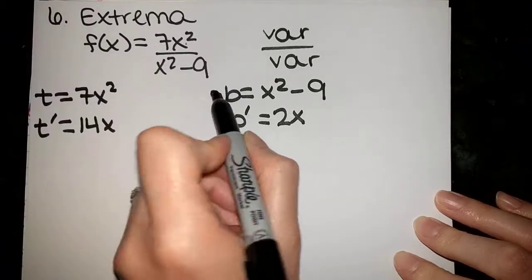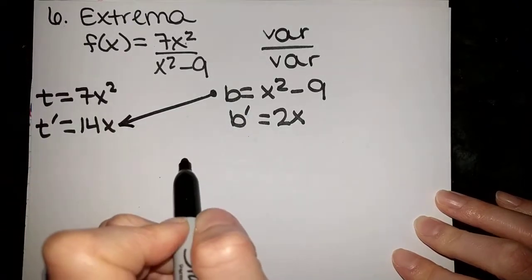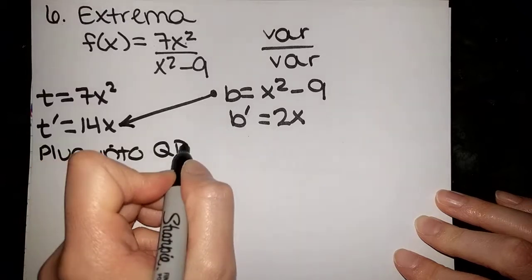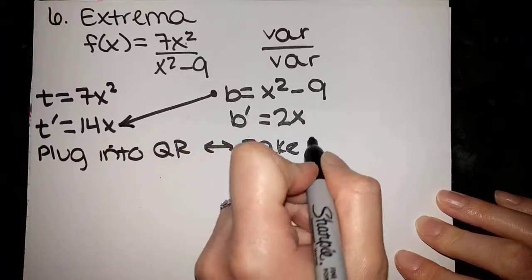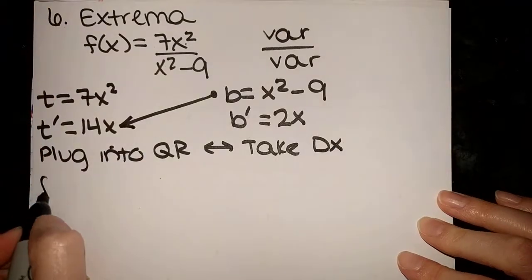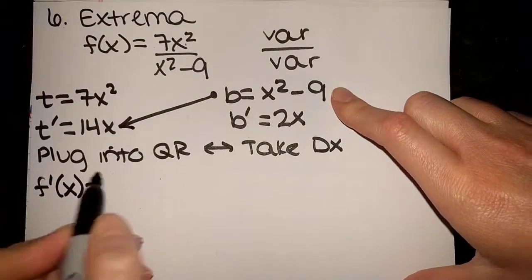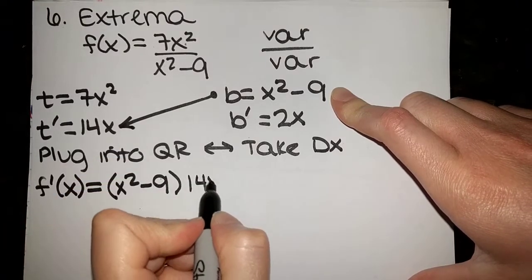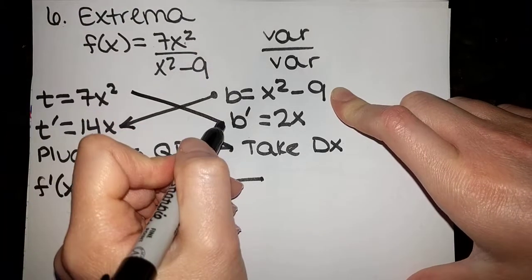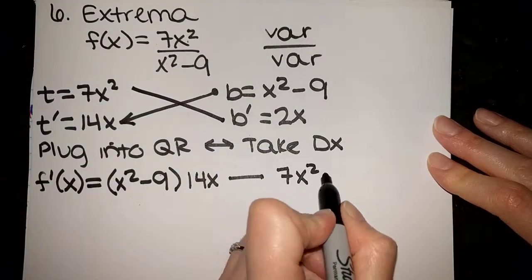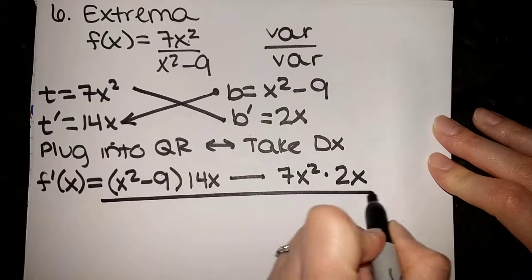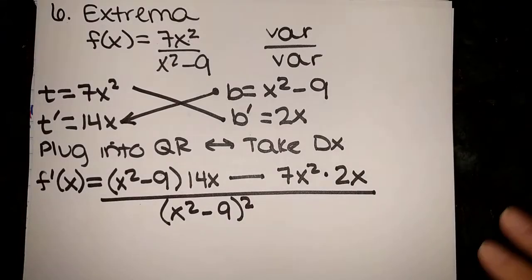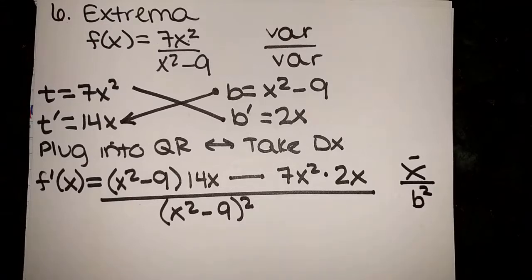And with the quotient rule, B is for beginning, we start with the bottom and multiply by the derivative of the top. So when we plug into the quotient rule, that is us taking the derivative. So it's no longer going to be f, it's now going to be f prime of x is equal to x squared minus 9, which is two terms, so we need parentheses there, and then 14x minus the other diagonal. So we have 7x squared times 2x over the bottom squared. So x squared minus 9 quantity squared. All right, so again, we do the little cross, we subtract them, and we put that over the bottom squared.